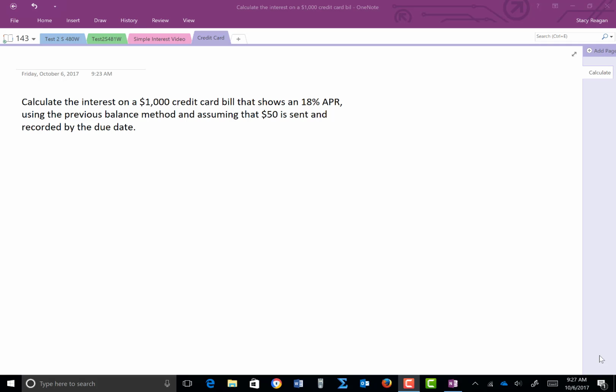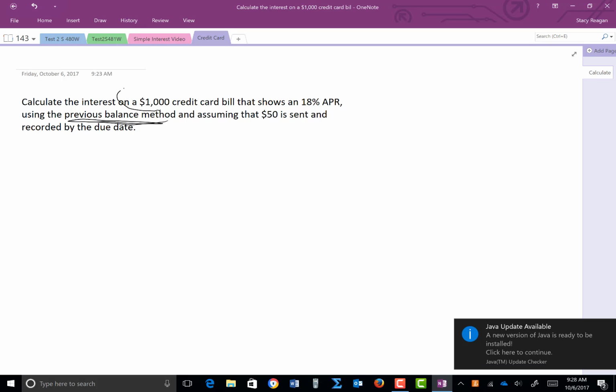We're going to look at 3 different methods for credit card interest. This particular problem says that we are using the previous balance method. So for the previous balance method, your finance charge comes from exactly like it says, the previous balance. So our previous balance on my credit card was $1,000.